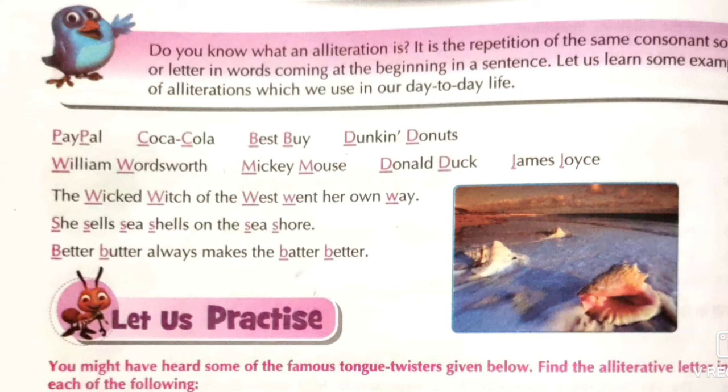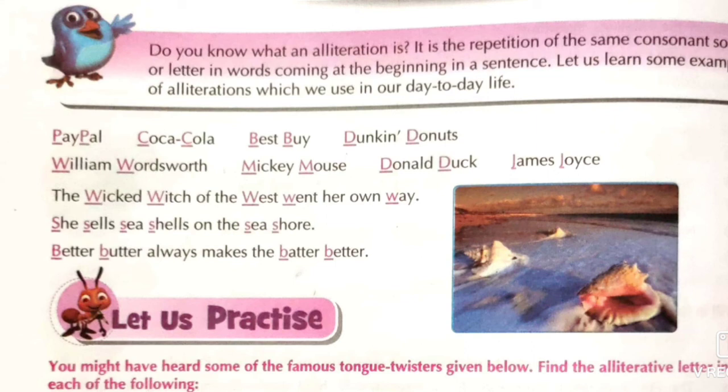The second word is Coca-Cola, where the letter C comes at the beginning of the words with the same sound. Then Bed Bath, here is the B. Dunkin' Donuts. Next, William Wordsworth. Mickey Mouse. Donald Duck. James Joyce. In all these words, the first letter is repeated and has the same sound.